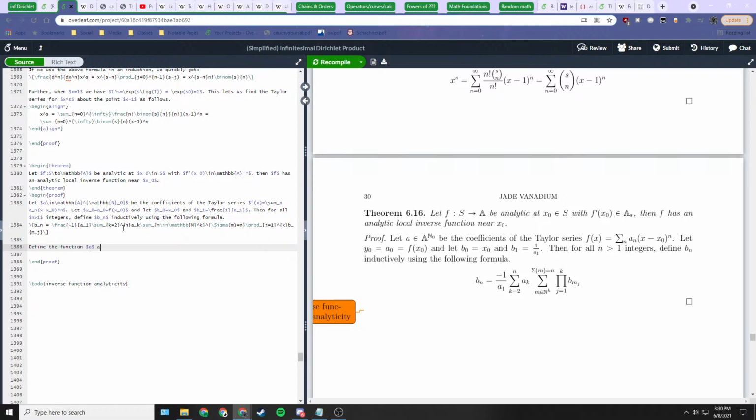Define the function g using the power series g of y equals the sum across n of b sub n times (y minus y 0) to the power n. So this is our explicit construction of the inverse function.